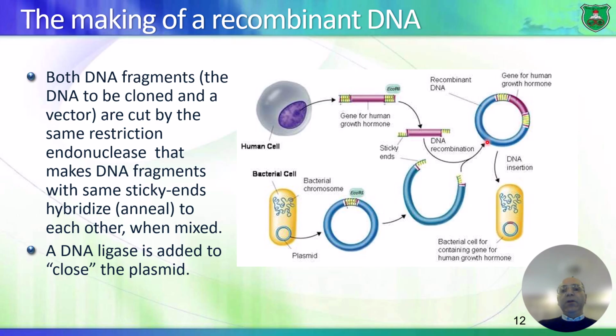The recombinant DNA is then what we call transformed into bacteria. That is, we insert the plasmid into bacteria, and there are different ways of doing that. Now, the bacterial cell has a plasmid, has a recombinant DNA.